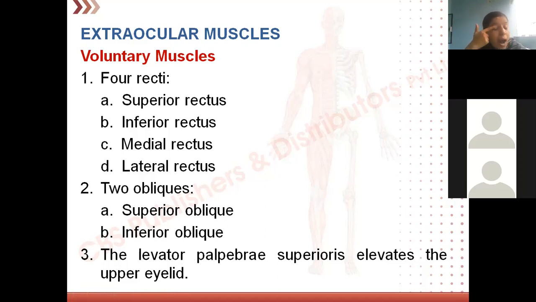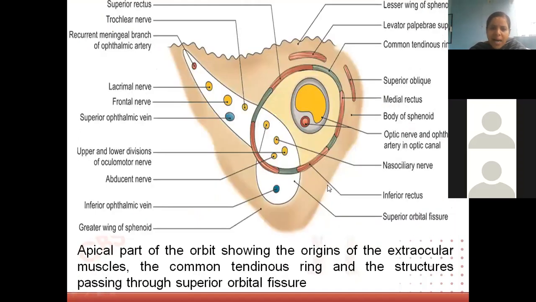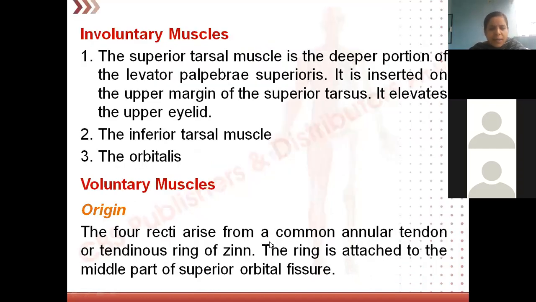Because it is present in the upper eyelid, you use the word superioris. Okay, levator palpebrae superioris. Apart from that, we have many involuntary muscles, but those are not required, beta. So these four recti muscles actually start from the common tendinous ring of Zinn. What is this common tendinous ring of Zinn?